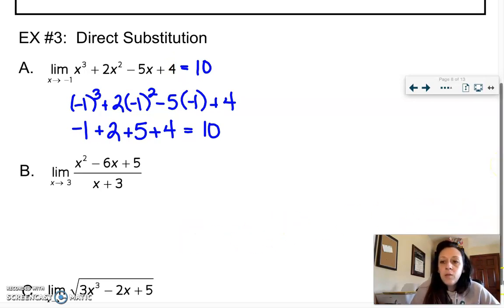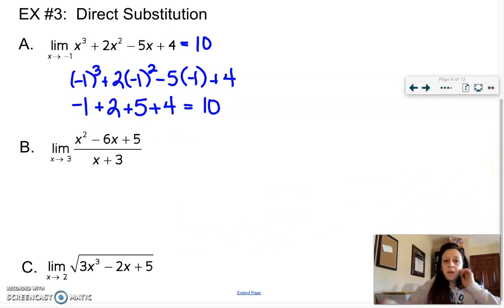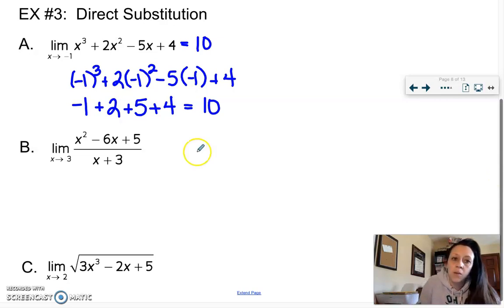B, is it a rational function? Yes, because it's got a function divided by another function. So you can do your substitution method. Just do a quick check and make sure that the number you're plugging in does not give you a 0 in the denominator, which it doesn't because 3 plus 3 would be 6.